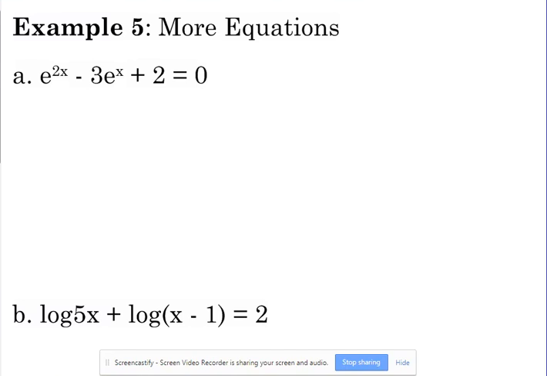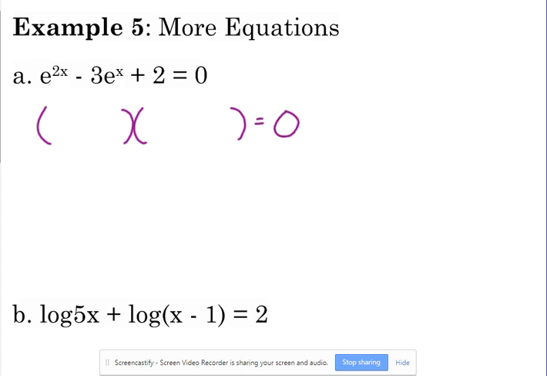All right, example 5. We've got some more equations here. The first one is an exponential equation. But we've got 2e to the x's here, and they're not the same. So it's not like we can just combine like terms, because e to the 2x is different from e to the x. Does that look like anything you've maybe seen before at all? Maybe? No? Okay.